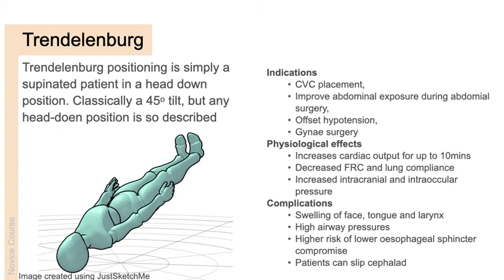You have high airway pressures when you're ventilating the patient, and there's a higher risk of lower esophageal sphincter compromise, and so a high risk of regurgitation. Therefore, it would be suitable to have a patient in this position with a secured airway, so a cuffed endotracheal tube. The thing to think about is that patients can slip when they're in this position.